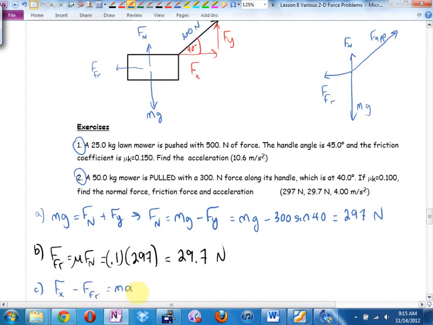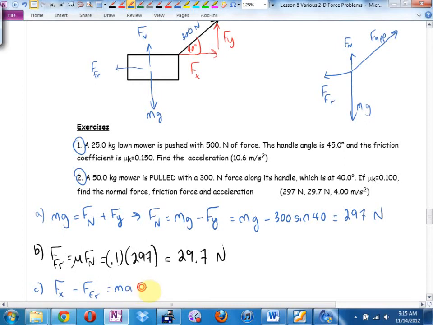By the way, what if this wasn't moving at all? What if I told you that we were pulling on this lawnmower and it was stuck? What would a be? 0, in which case Fx equals friction, and I could probably work my way backwards up these equations, and I could find a coefficient of friction, or I could find all sorts of stuff. But let's keep going here.